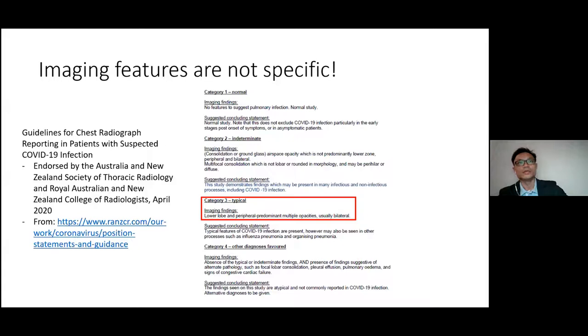So in either chest X-ray or CT, the imaging features are not specific. And so radiologists around the world have responded by categorizing the probability of COVID based on imaging features. I show here an example from the Royal Australian and New Zealand College of Radiologists, where the typical findings are multifocal opacities in the lower lobes and peripheries, usually bilateral.